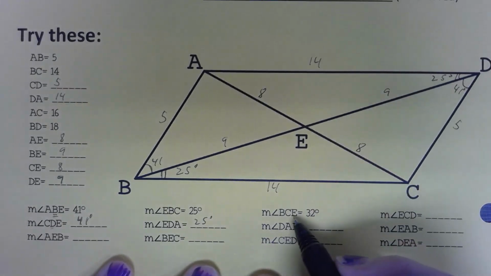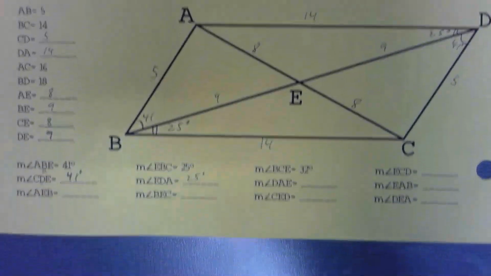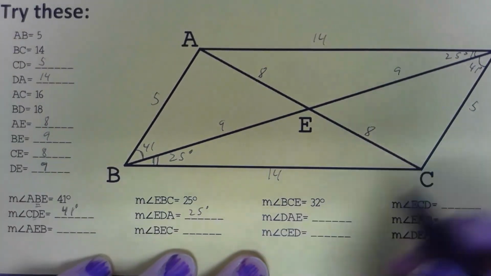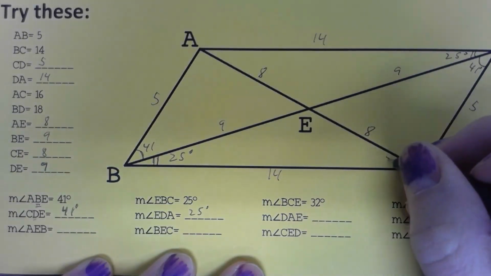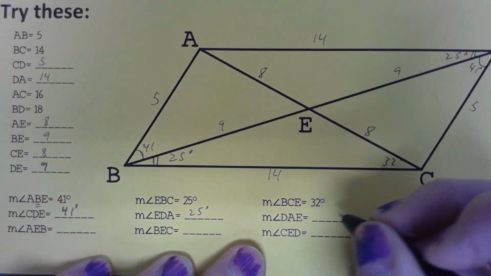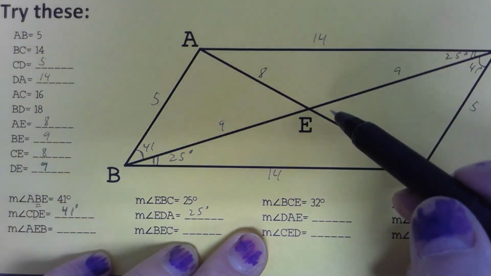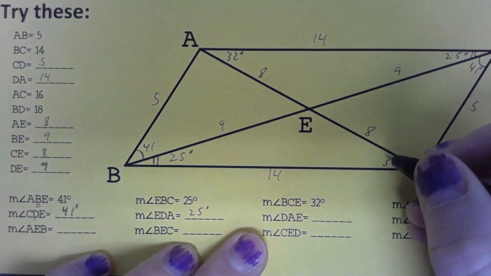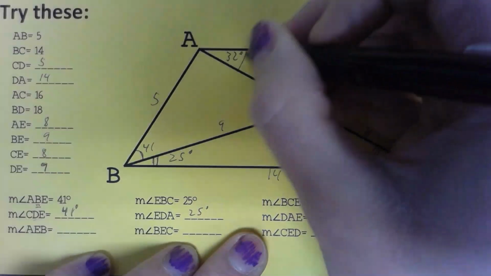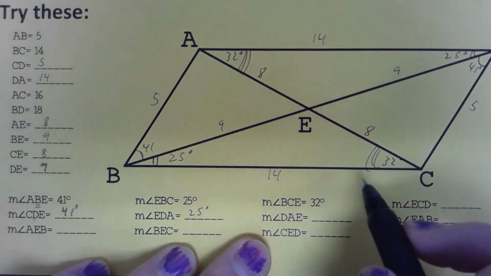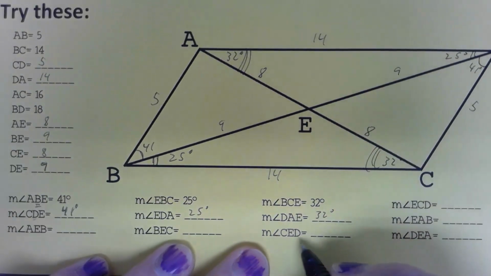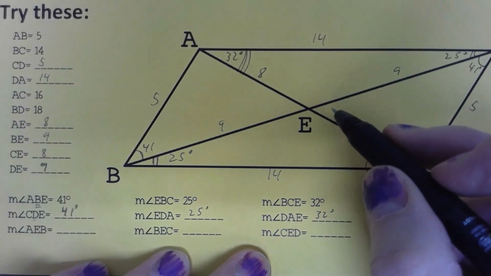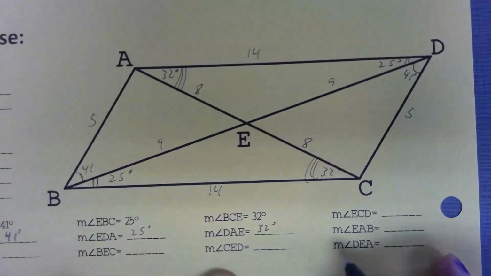Here we got angle BCE. Angle BCE, this angle here, 32 degrees. And angle DAE is its alternate interior pair, so it's also 32 degrees. So this angle here and this angle here are the same. And angle CED, I almost have enough information here. Let's keep moving.